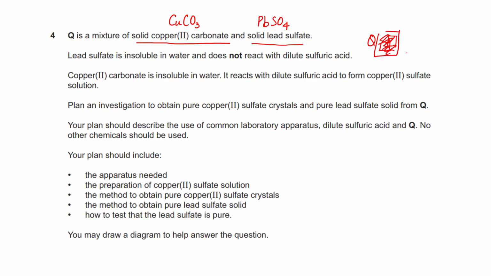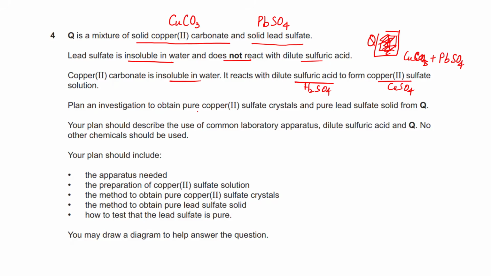Okay, so this is a block of Q. This is copper sulfate plus copper carbonate plus lead sulfate. Okay, lead sulfate is insoluble in water. One thing is concerned, it does not react with dilute sulfuric acid. Okay, that's fine. Then copper carbonate, again insoluble in water, reacts with dilute sulfuric acid to form copper sulfate solution. Okay, so copper sulfate, CuSO4, sulfuric acid, H2SO4. It reacts with these two forms.